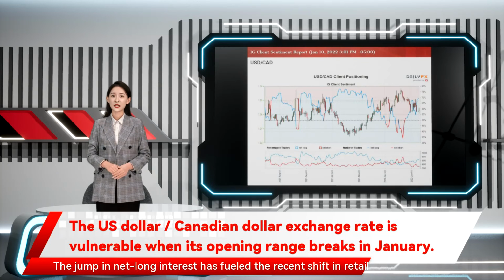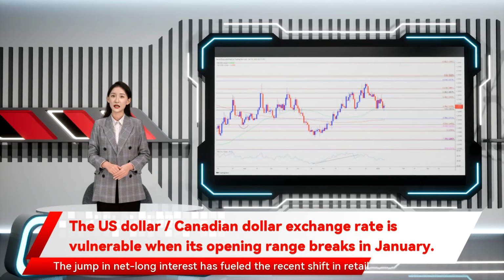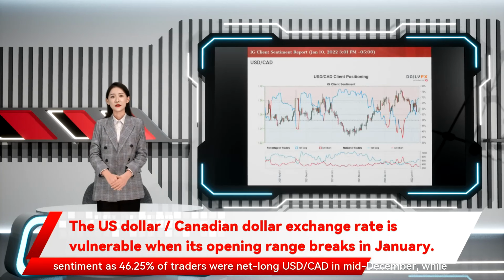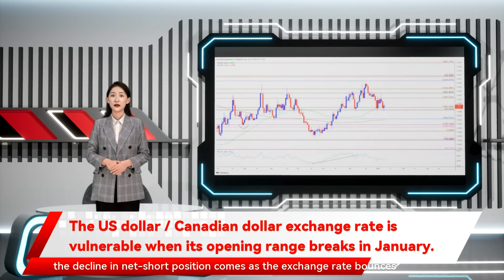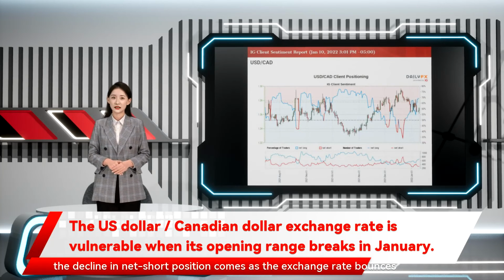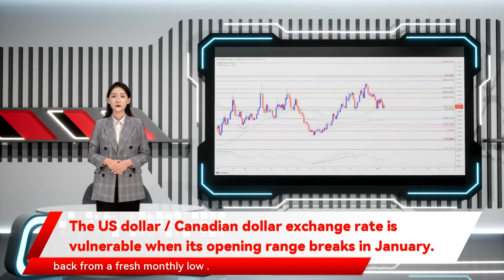The jump in net long interest has fueled the recent shift in retail sentiment as 46.25% of traders were net long US dollar to Canadian dollar in mid-December, while the decline in net short position comes as the exchange rate bounces back from a fresh monthly low.